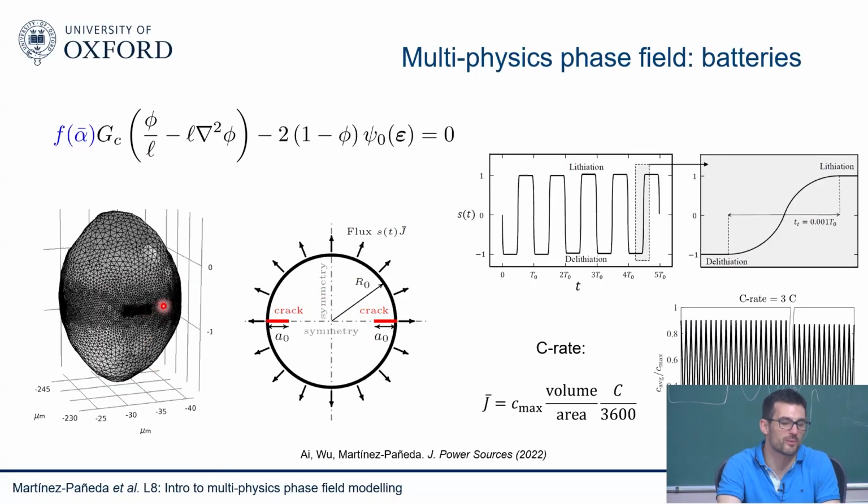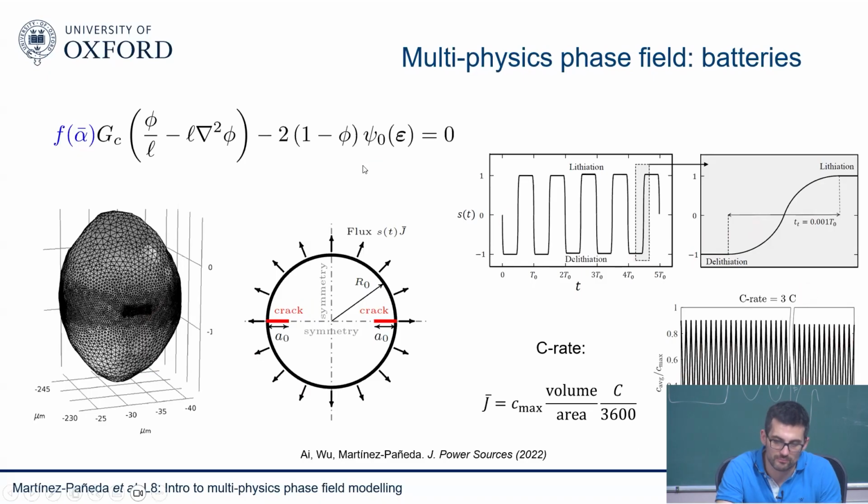Because they try to make them spherical, but it's difficult to manufacture something that is fully spherical. And then you can apply this cyclic loading of lithiation and delithiation. You have something that characterizes your load that is called the C rate, which is kind of the concentration change, the flux that you're getting. So this is the lithiation and delithiation, and this is basically the number of cycles.